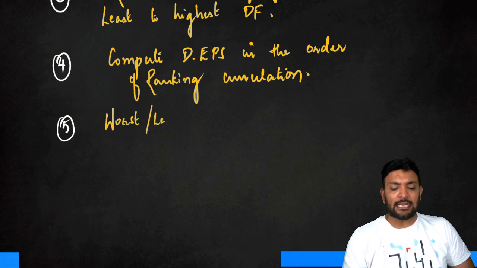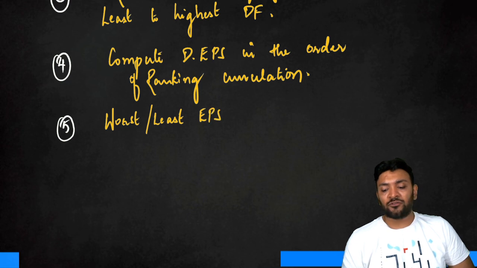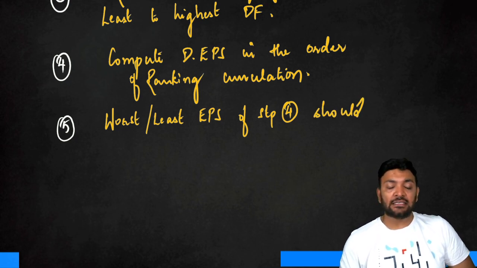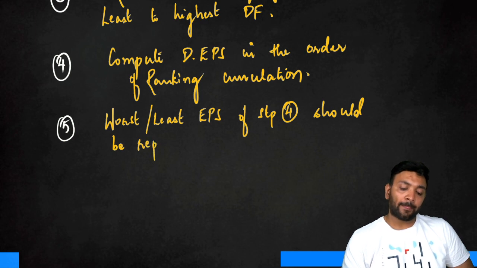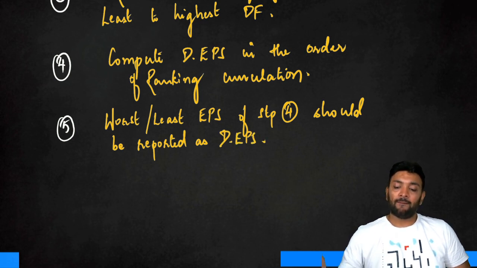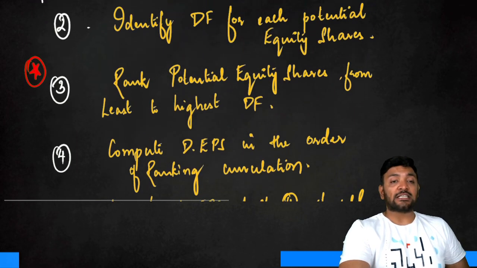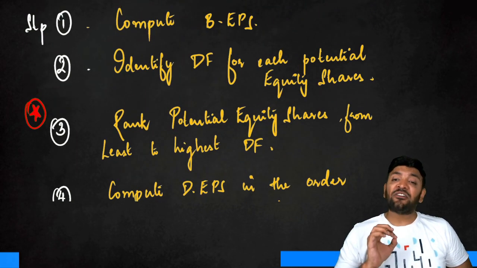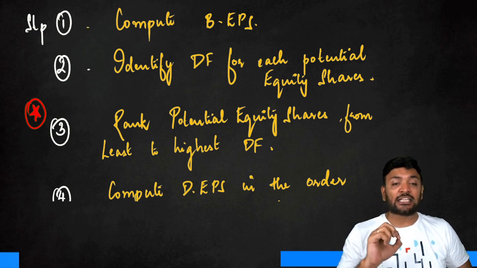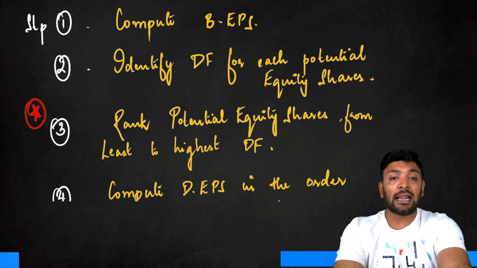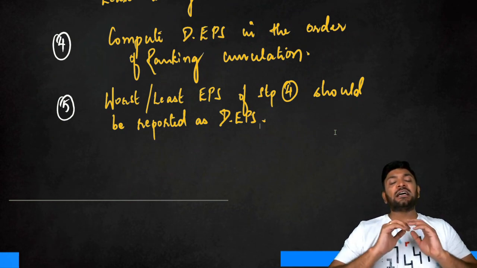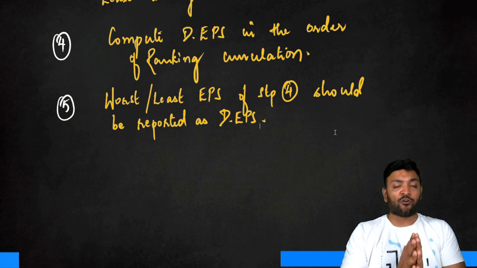Worst or least EPS of step 4 should be reported as diluted EPS. This is my 5-step process. Compute my basic EPS, identify dilution factor for each potential equity share. Then comes the most important step of ranking your potential equity share from least to highest dilution factors. And finally, when I talk about step 4, I will compute the EPS in the order of their ranking. The worst EPS in step 4, the least EPS, should be the DEPS to be reported.